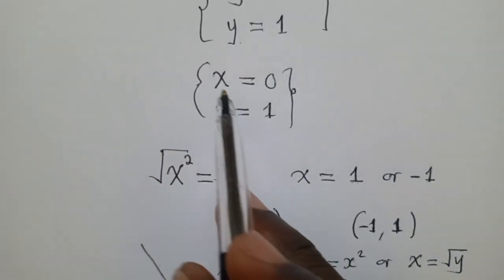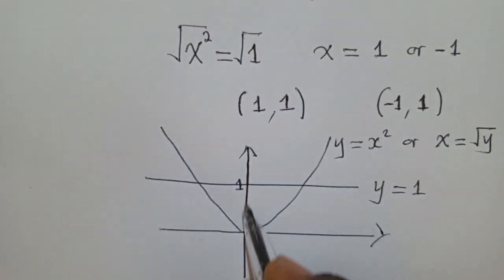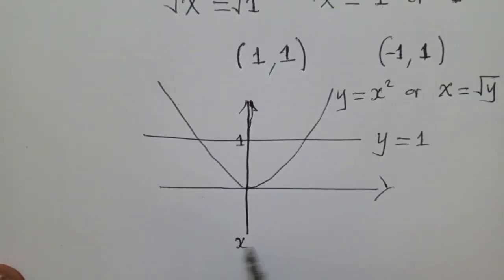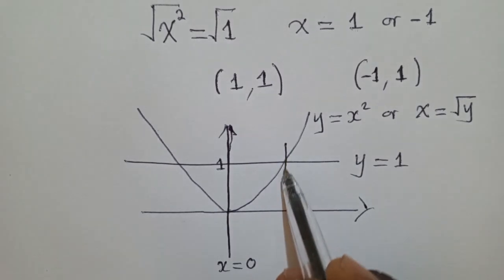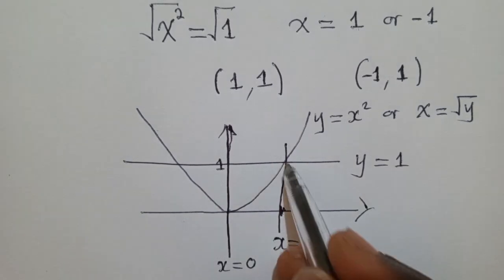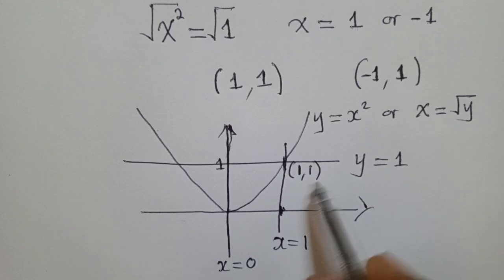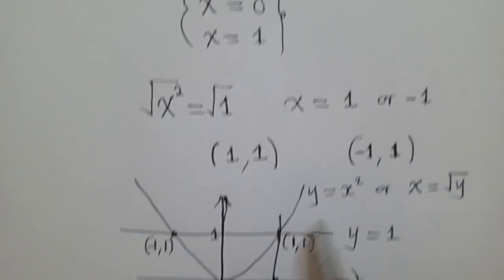The next one is y is equal to 0. So y is equal to 0, it's the x-axis. Then x is equal to 0, it's the y-axis. The next one is x is equal to 1. Of course, it's this one. So this is 1, it's passing at 1. If you can see the intersecting points, this is 1, 1. This one is negative 1, 1. What we found here, these coordinates.